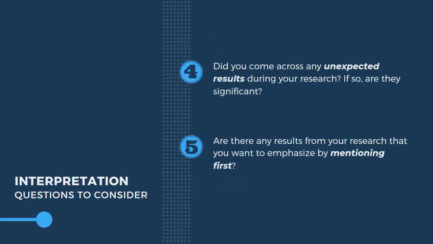And also, did you come across any unexpected result during your research? Sometimes your research does prove that your hypothesis is correct, but when you're researching, you find out that, oh, this is kind of unexpected. Oh, I did not consider this, but it comes up during my research. So those are some of the unexpected results. And if they are significant enough, then try to also include them in your interpretation as well.